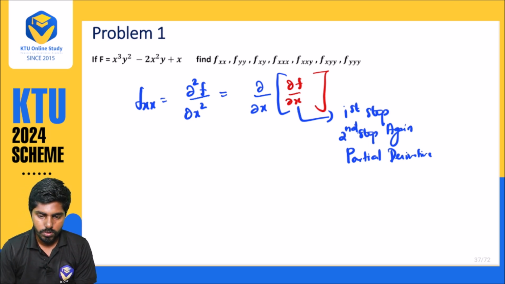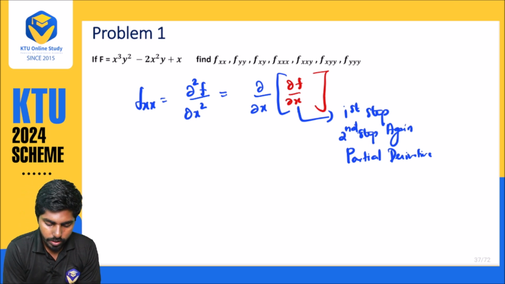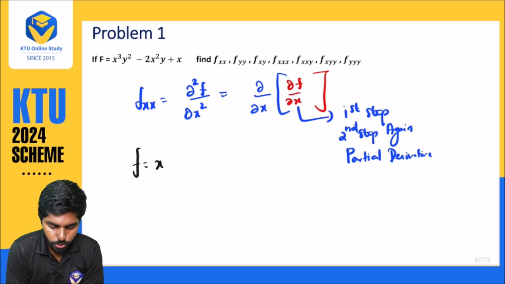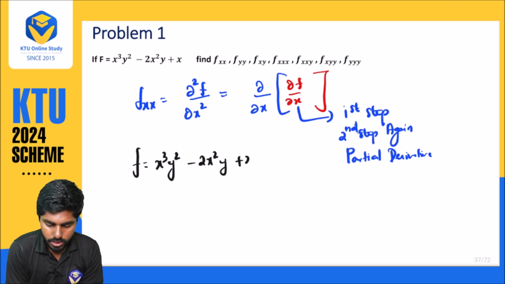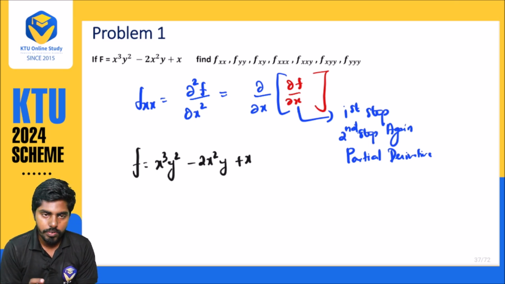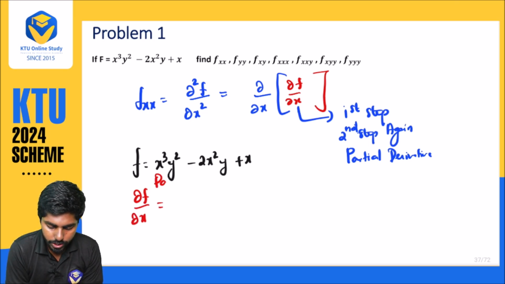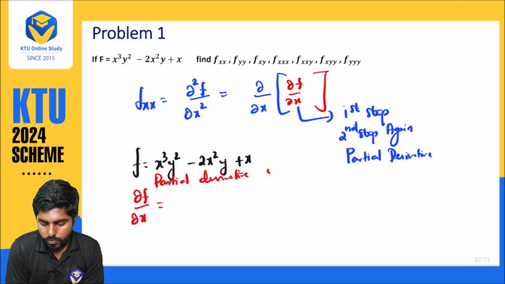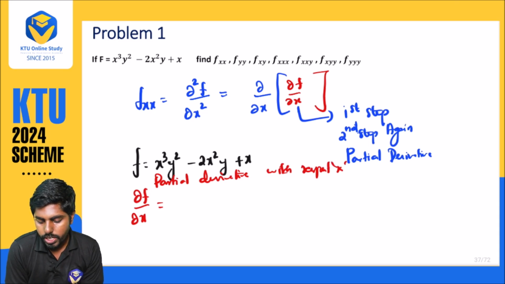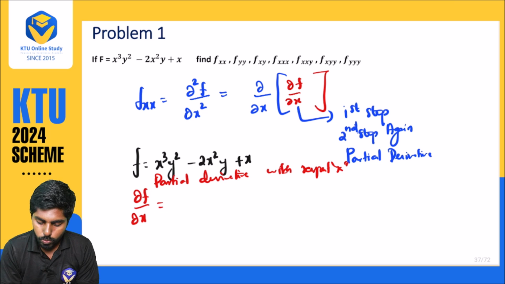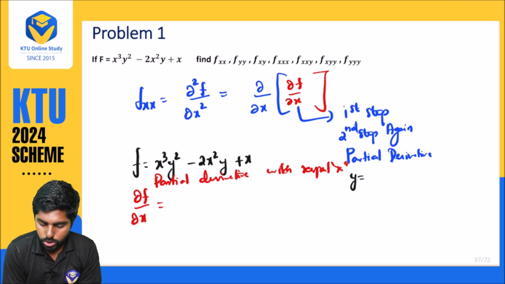Now what is f? They have given f equal to x cube y square minus 2x square y plus x. So what we can do? First we will identify dou f by dou x, that is, taking the partial derivative with respect to x. When we take it with respect to x, y will become constant.